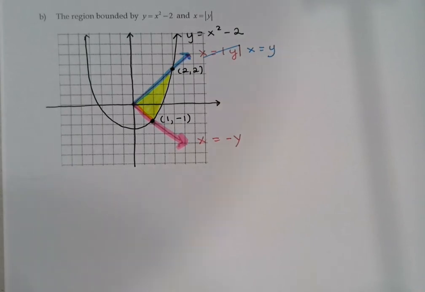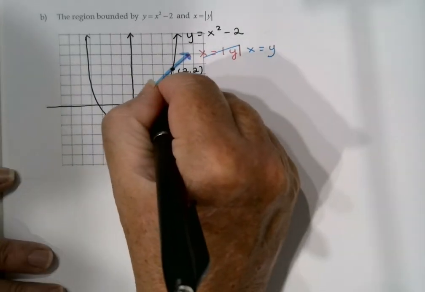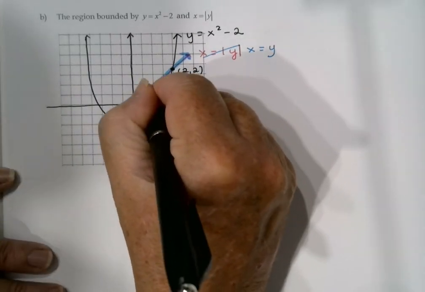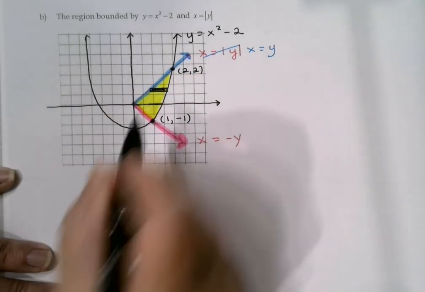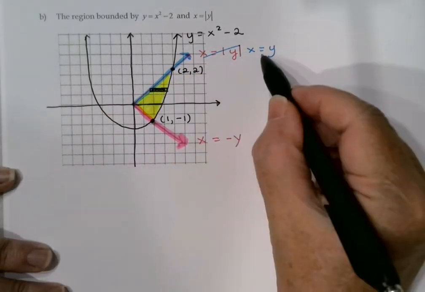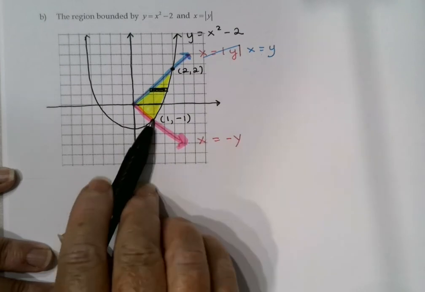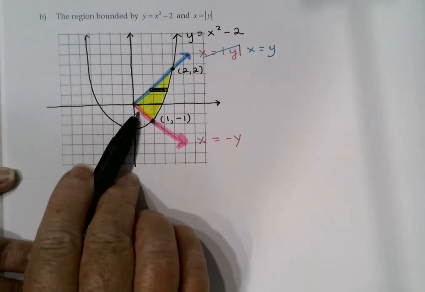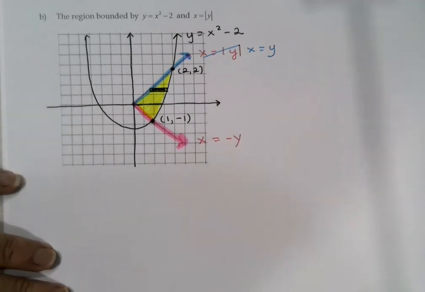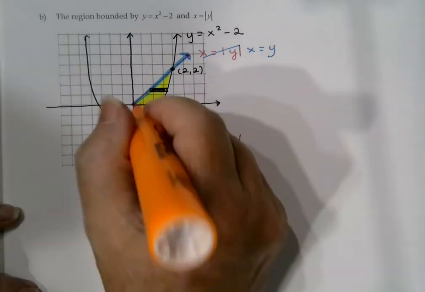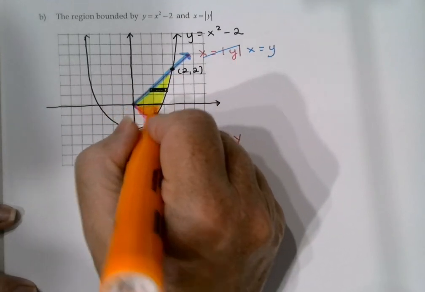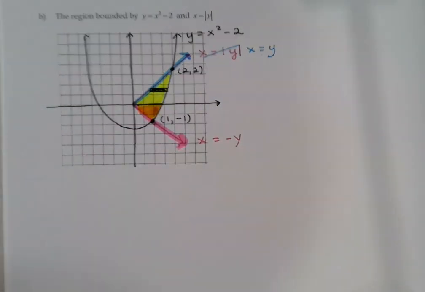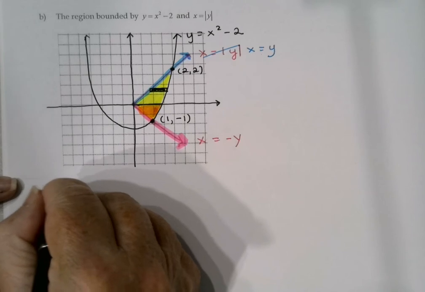When I do that, I can still choose to draw my rectangles horizontally, and that's going to be fine. But I will have to break it up right here, because this one will go from the x equals y to the parabola, and this one will go from x equals minus y to the parabola. So I'll do the bottom separate from the top. All right, let's do the top section first.